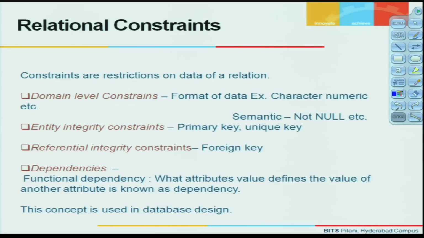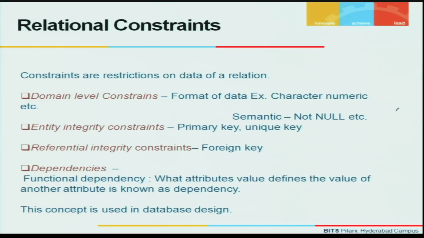Then we have referential integrity constraints. These are implemented in the form of foreign keys in the relational data model. After the slides we will have a detailed discussion about referential integrity constraints. And then we have dependencies. Functional dependency says that what attributes' values define the values of other attributes is called a dependency. These concepts are heavily used in the process of database design, or normalization. So that is why we will defer the discussion about these dependencies for now, and we will take up the detailed discussion when we talk about the database design process, that is normalization.